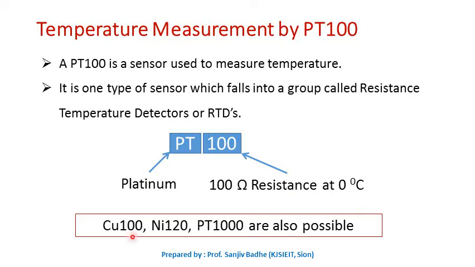Same way, we can have other sensors like Cu100. Cu stands for copper, and 100 again, it is the resistance of that sensor at 0 degree centigrade. Or Ni120, this is nickel, and resistance of this at 0 degree centigrade is 120. Or we can have PT1000. So, this is again a platinum sensor, but now the resistance of this sensor at 0 degree centigrade is 1000. So, such combinations are also possible.